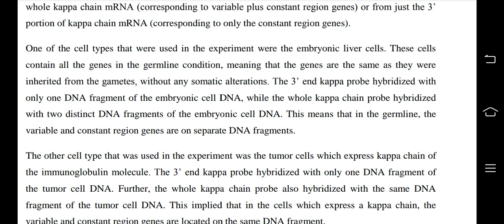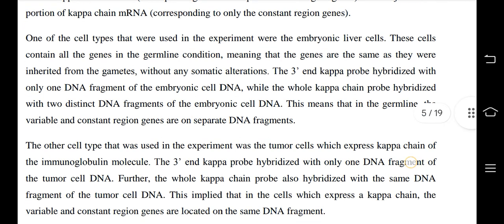The 3' end kappa probe hybridized with only one DNA fragment of the embryonic cell DNA, while the whole kappa chain probe hybridized with two distinct DNA fragments of the embryonic cell DNA. This means that in the germline, the variable and constant region genes are on separate DNA fragments.